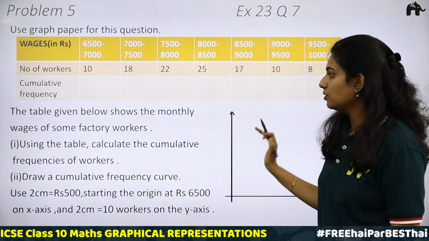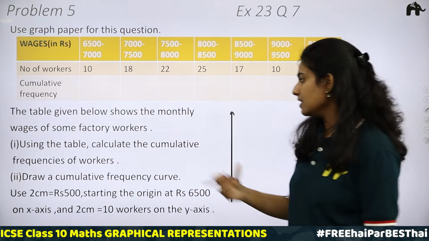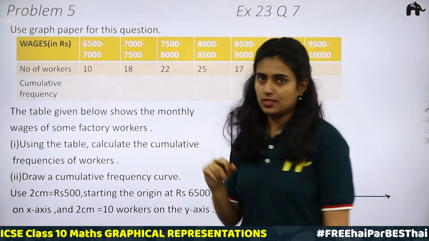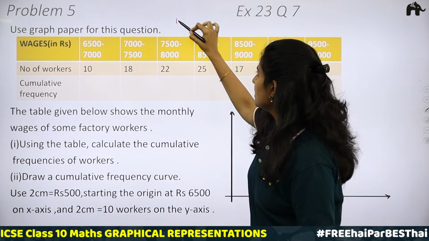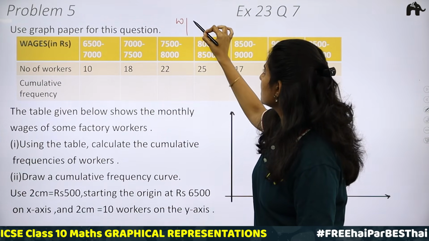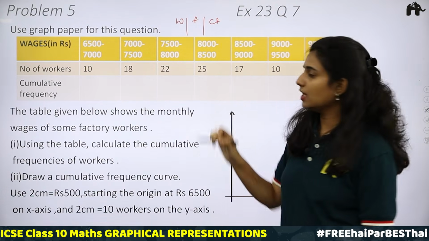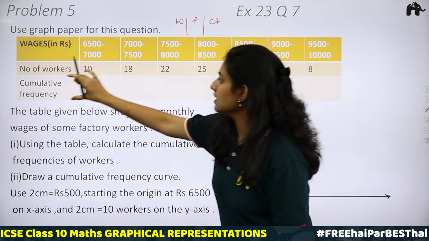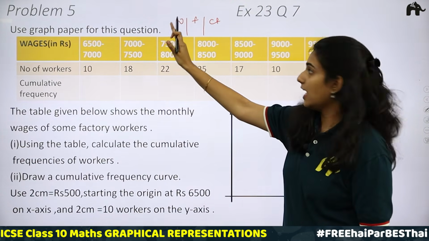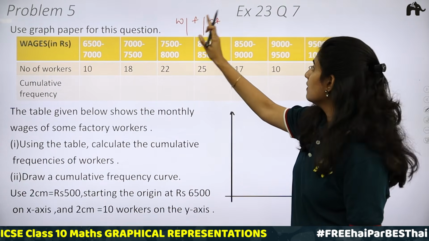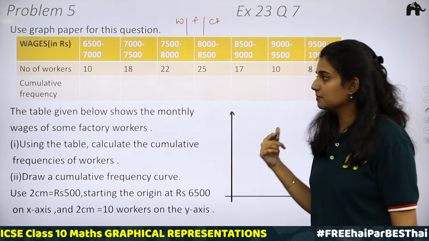Now, what we have to do? We have to consider this table. Using the table, calculate the cumulative frequencies of workers. So, this is the first question. Here what you have to do is make columns. The first wages, second number of workers, that is frequency, and then cumulative frequency. Here I don't have space, so I have just included a row here. So, the first column on the left end is wages, the second column frequency and the third column cumulative frequency.